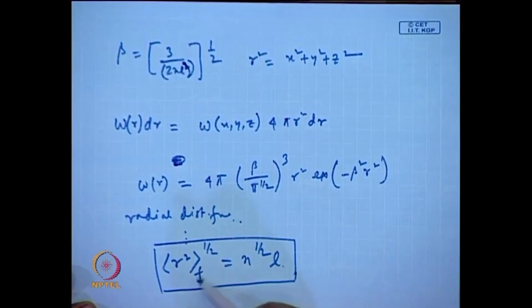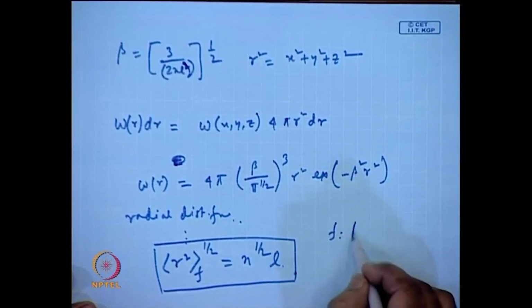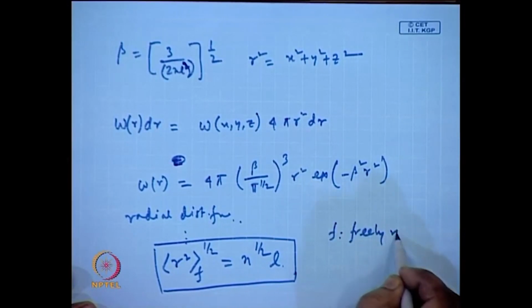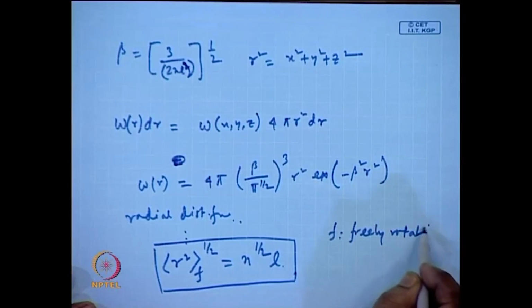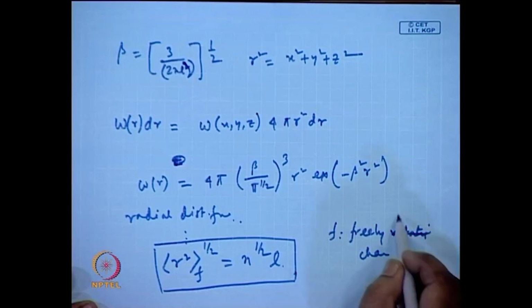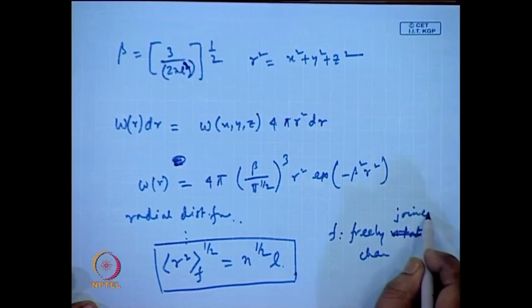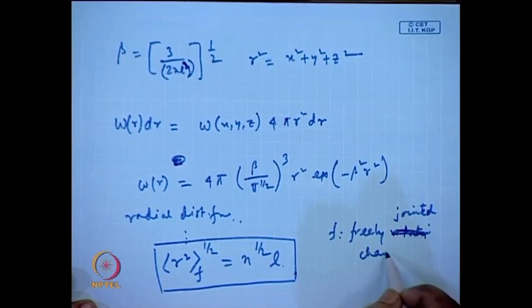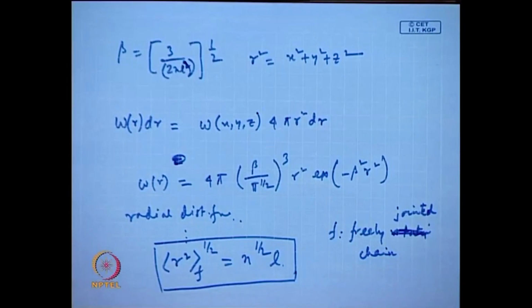Now, this subscript f we are mentioning is for a freely rotating chain or freely jointed chain. A freely jointed chain does not have any restriction of bond angle and bond rotation.